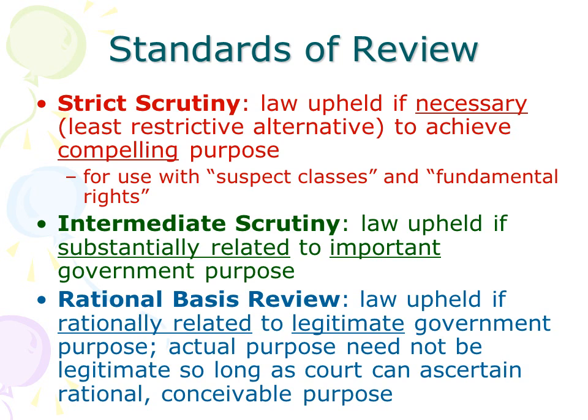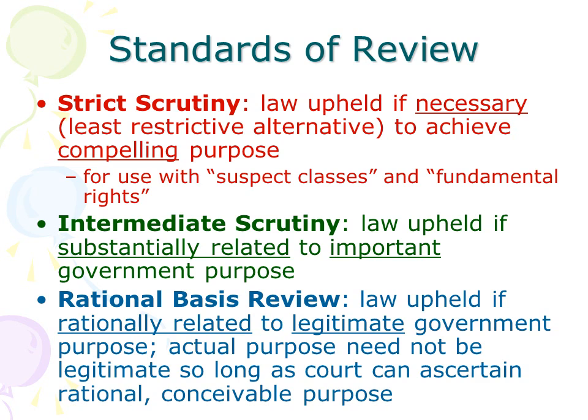Second level is called intermediate scrutiny. That's when the law is going to be upheld if it is substantially related to an important government purpose. So you can see how this is a little bit lower. Instead of being necessary, the law only has to be substantially related. And instead of having to achieve a compelling purpose, it really only has to achieve an important government purpose.